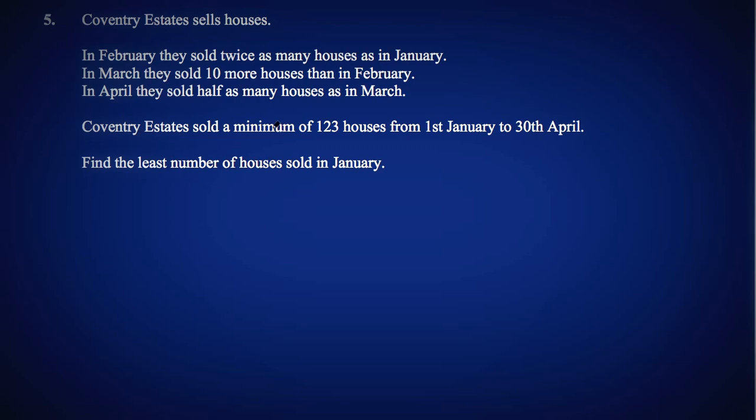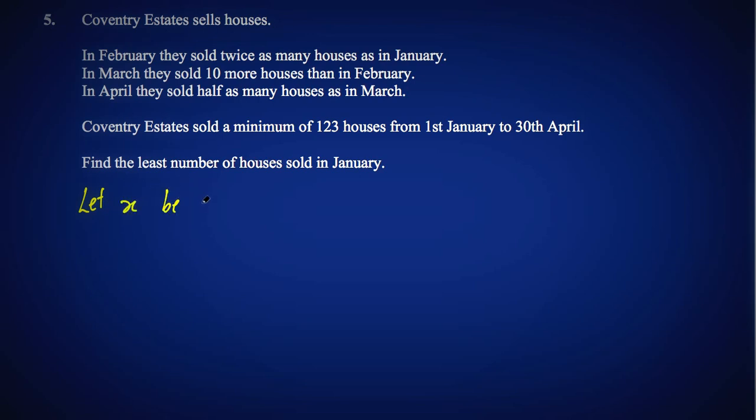Coventry Estates sold a minimum of 123 houses from 1st of January to 30th of April. So this is the whole time span represented by these months here. Find the least number of houses sold in January. We've got a minimum overall, and so least number of houses sold in January. That will fit with that. So I can set up an equation for this. As always, when setting up an equation, I only just want the one variable if I can, and then write everything else in terms of that variable.